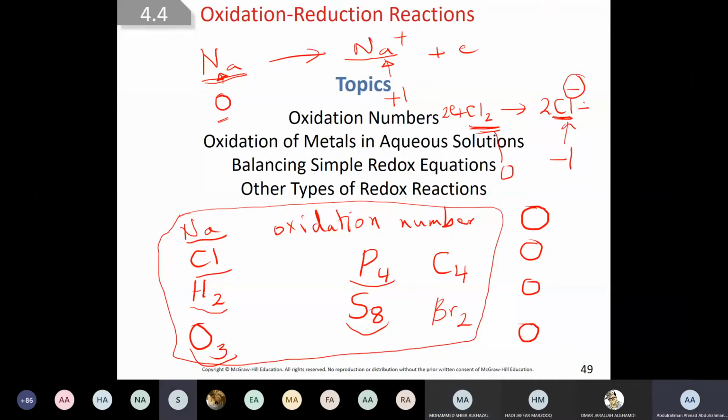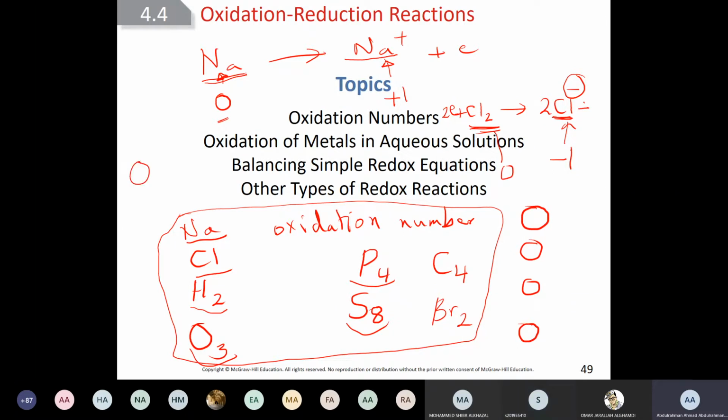Clear? So the oxidation number is the charge of the atom, the charge of the ion. It is the oxidation number of the ion, not the nucleus. You said the nucleus. No, it's not the nucleus. It is the ion. Okay, good.